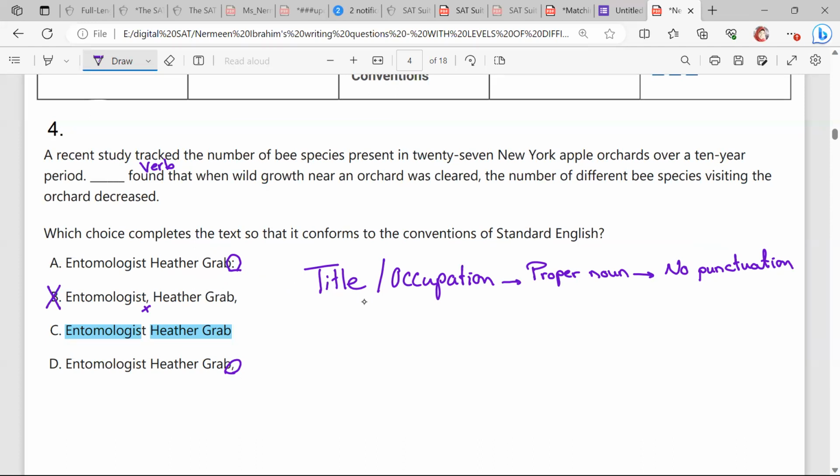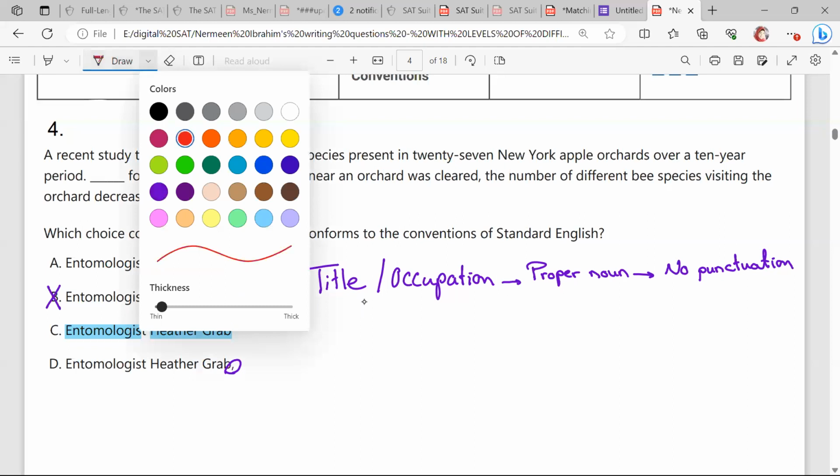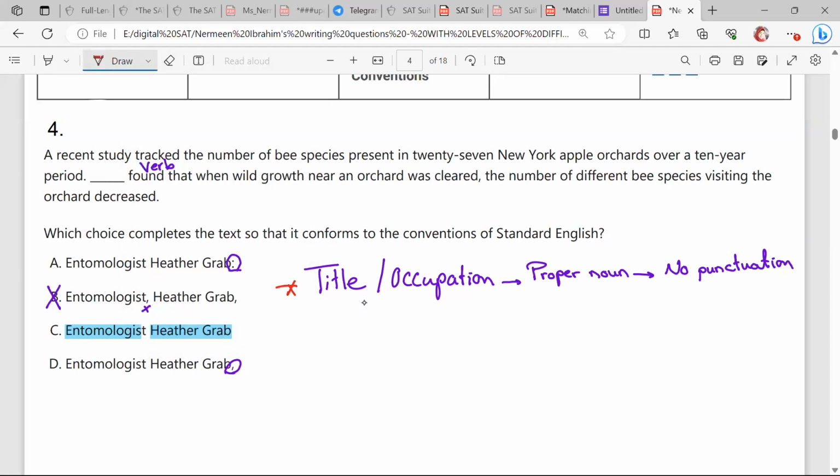But we have this rule. I told you about this rule. When I put the title before the proper noun, use no punctuation. No punctuation. Use no punctuation. Is it clear?